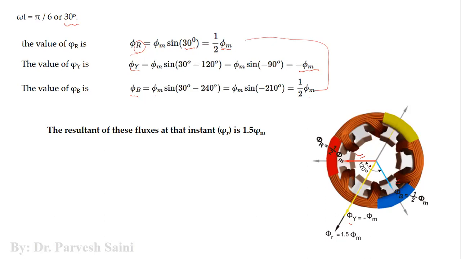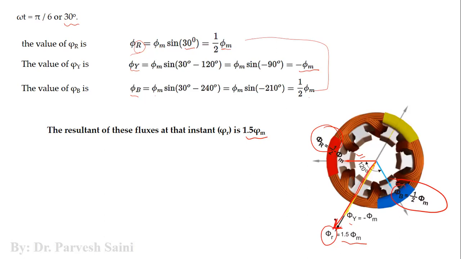Now we will use the parallelogram law of vector addition by using these two vectors, phasors, phi r and phi b. By using the parallelogram law of vector addition, the resultant which is obtained is phi r 1.5 phi m. So this would be the resultant. You can apply this law and you will get the answer. Now the resultant is this one and it has a direction. If you see this, the direction is this one.